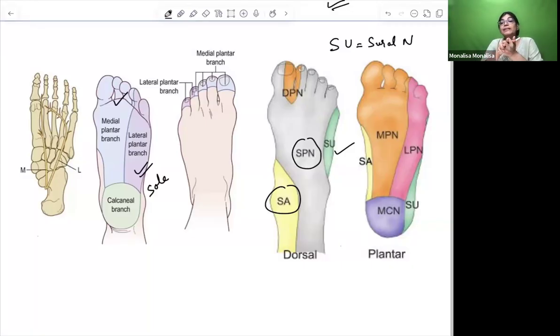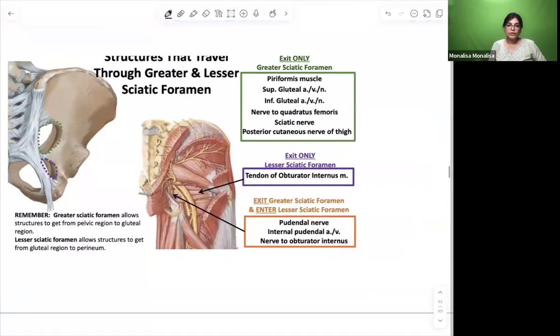If I am talking about the deep peroneal nerve, that will go in the anterior compartment and it will give innervation to all the muscles of the anterior leg, that is tibialis anterior, extensor hallucis longus, extensor digitorum longus and peroneus tertius. Okay, so only these things you have to know, and I want everybody to just go through these boxes.